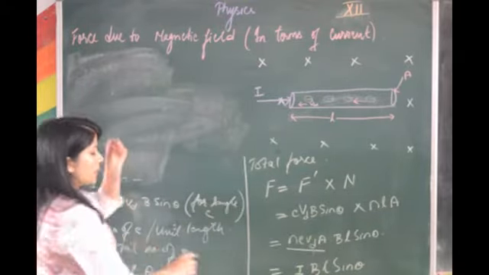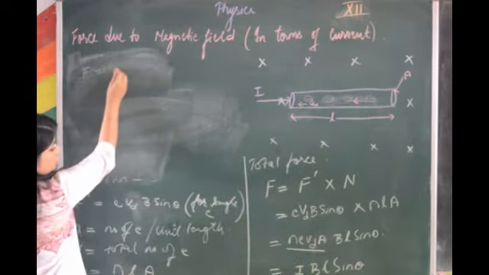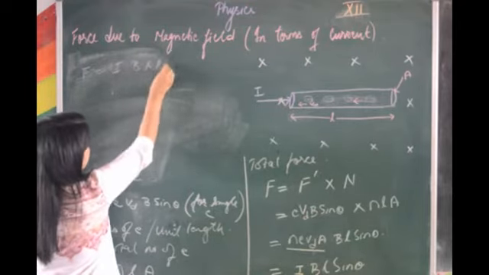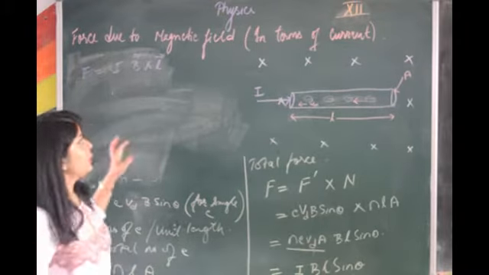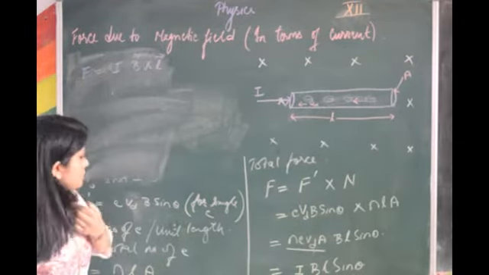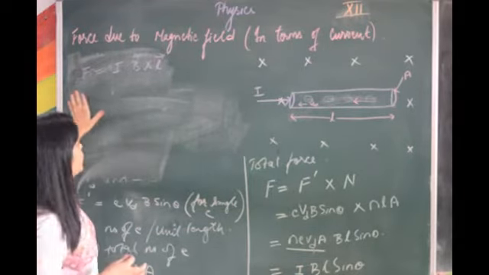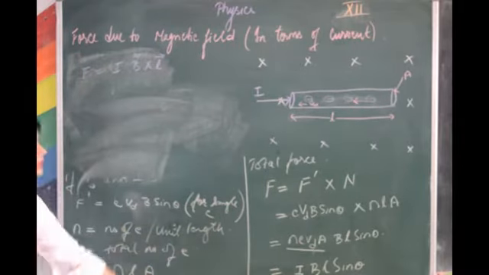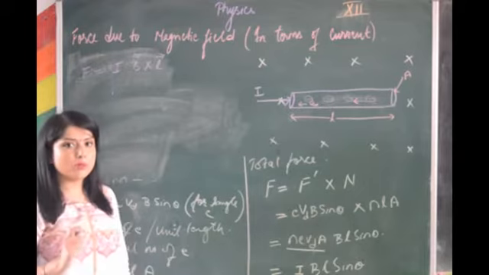Now, in place of sine theta, what we can write is F equals I P cross M. This is also what we can write in place of sine theta. Now let us discuss what happens to the force when there is a different angle. Now we know that it is sine theta.